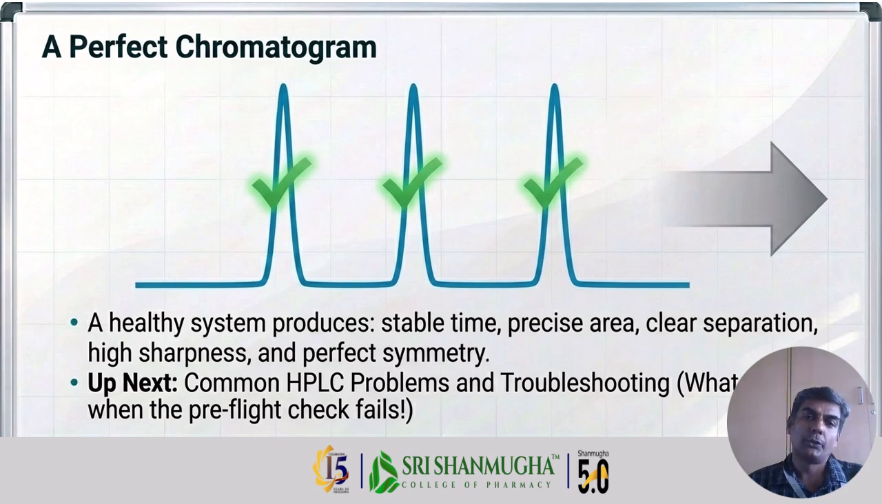So now you know how to read a chromatogram and judge whether your system is suitable or not. But what happens if things go wrong? What if peaks are broad, tailing, or overlapping? In the next video, we will learn about common HPLC problems and how to troubleshoot them step by step.